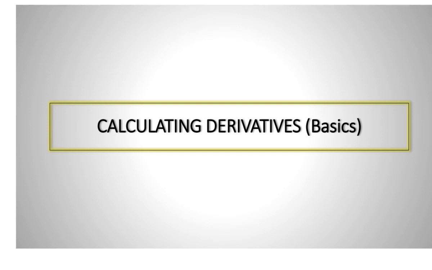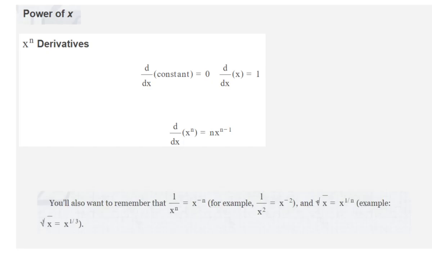Are you working to calculate derivatives in calculus? Let's solve some common problems step by step so you can learn to solve them routinely for yourself. Derivative of x raised to n is given by nx raised to n minus 1. Derivative of a constant is 0. Derivative of x is equal to 1.